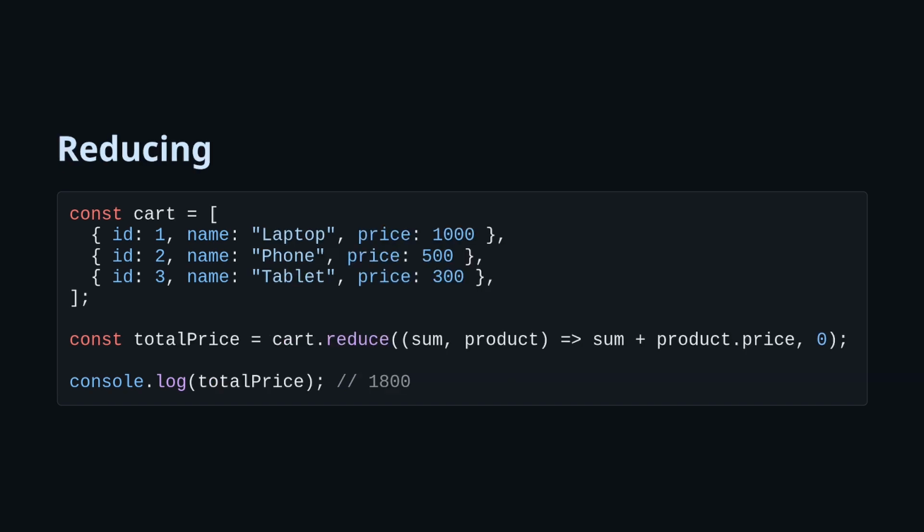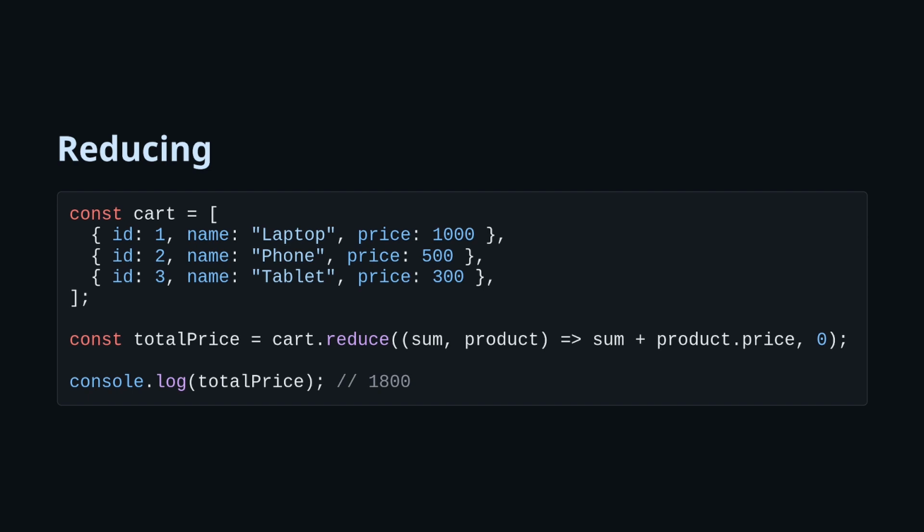So now let's take a look at the reduce function. First, we create a cart array that has objects inside of it with an ID, name, and price. And now we want to calculate the total price. And this is a very good example of the reduce function. The reduce function is very powerful and tries to reduce the input into one output.